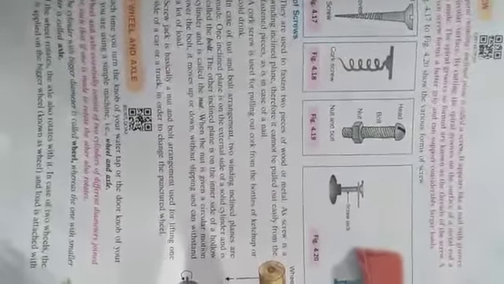In a wheel and axle, the effort is applied on the wheel and the load is attached to the axle. What are examples of wheel and axle? The steering wheel of a car or a screwdriver. Now, maintenance and care of machines. This is very easy, read it at home.